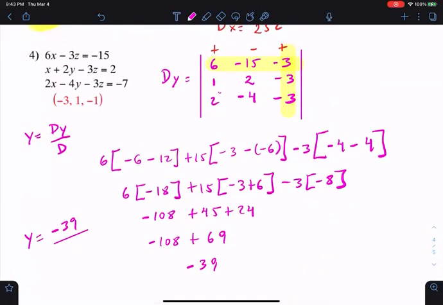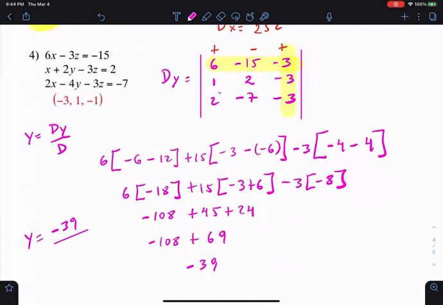So 6, 1, 2, and then for y we need to exchange the row, negative 5 to negative. Okay, I see the mistake. Here it's supposed to be a 7, right? Negative 15 to negative 7. That's the mistake. So this is negative 7. Let me see if there's another mistake here. Okay, negative 3, negative 3. I think that's the only mistake I made. So let's see what's wrong here.